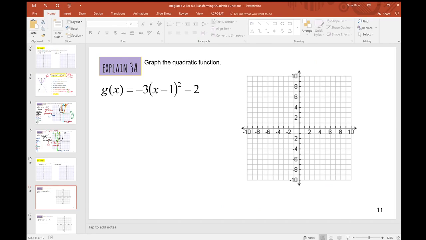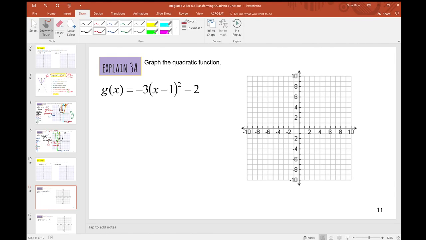Now let's look at explain 3a, graph the quadratic function. And in this video, I am going to teach you a shortcut. You start off by labeling your parts. A is -3, h is 1. Notice how I said 1 and not -1. Remember, if it's inside of the parentheses, you do the opposite. H is a hypocrite. A hypocrite is someone who says one thing and does another. And K you keep. You only need 3 things to graph this parabola.